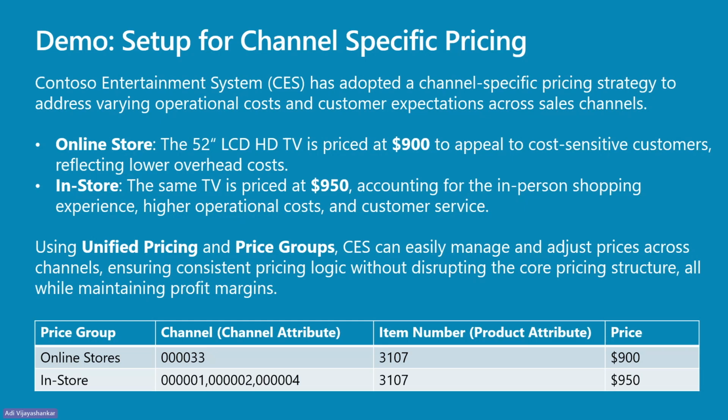You can see in the table on the slide how CES has set up their price groups. The online store group includes a single channel attribute for their e-commerce platform, while the in-store group includes several brick-and-mortar locations. Both groups are linked to the same product, item number 3107, but with different prices assigned on the channel. This setup allows CES to quickly make channel-specific pricing adjustments while maintaining a unified pricing strategy that aligns with their business goals. Okay, so let's jump into the demo.